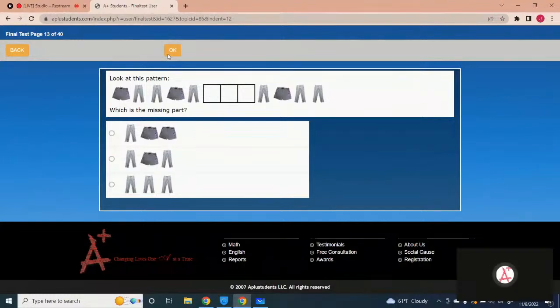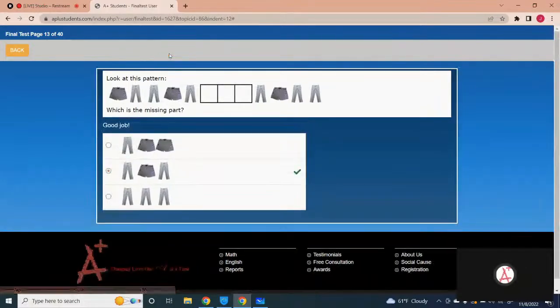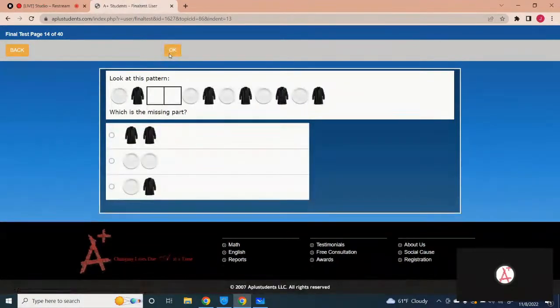Look at this pattern. Which is the missing part? Option 1, 2, or 3. That would be option number 2. Got it? Because one of the shorts and 2 of the pants. So you have one of the short and pant here. That means the next one is a pant, again short and again pant. So option number 2 is the correct one. Just select the correct option and click on the OK button.